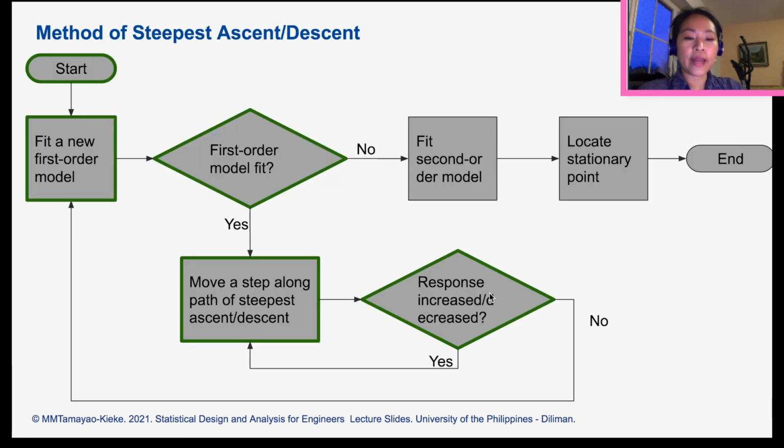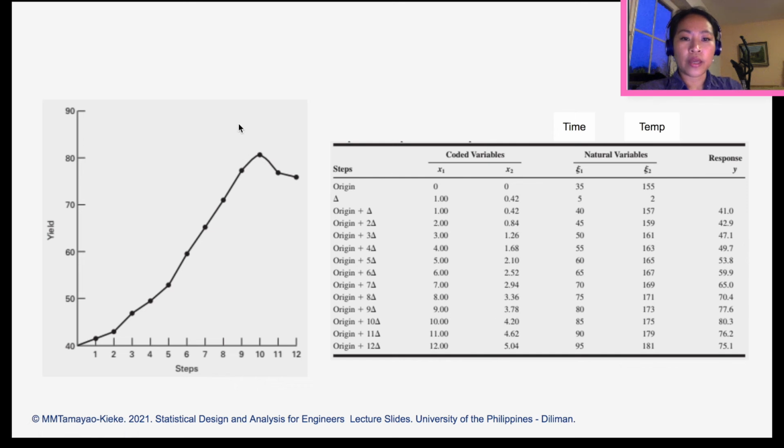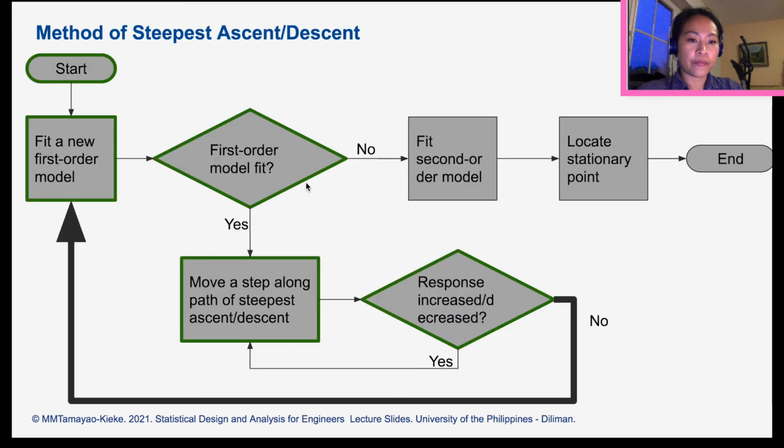So again, as long as the response is increasing, since we want to maximize the response here, we just move along the path of steepest ascent. As soon as it decreases, then we proceed to fitting a new first order model. But before we do that, let's just look at the behavior. As you can see here, we're still going up. It's like climbing a hill, and then at this point, we see that there is a decrease in yield.